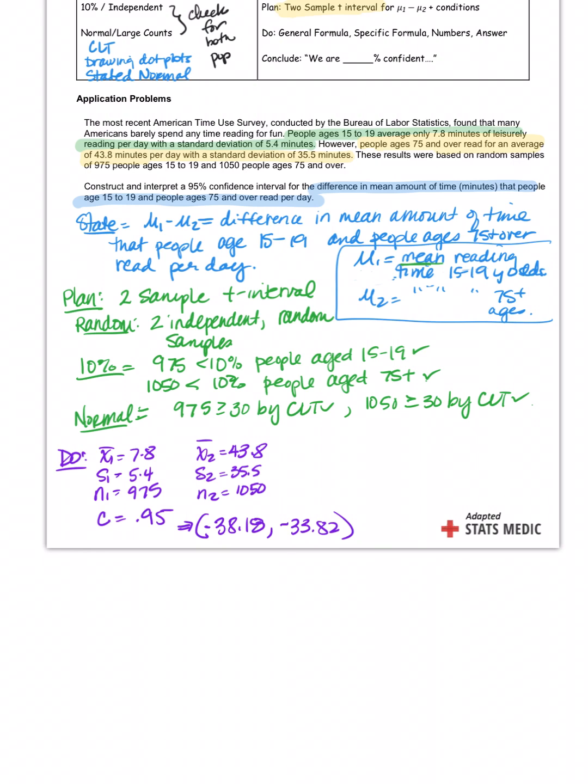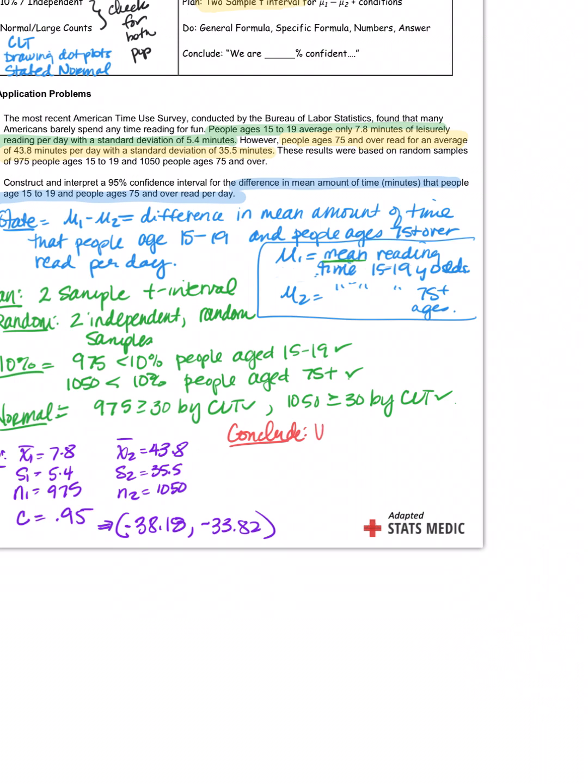Now, stop and think. Does it make sense that our interval is negative? Why does that make sense? Because mu2 is the larger number here because older people tend to read more, so it makes sense that the difference would be negative. We're very clear on that? Okay, so now we do what? Conclude? How does our statement start? We are 95%, yep.